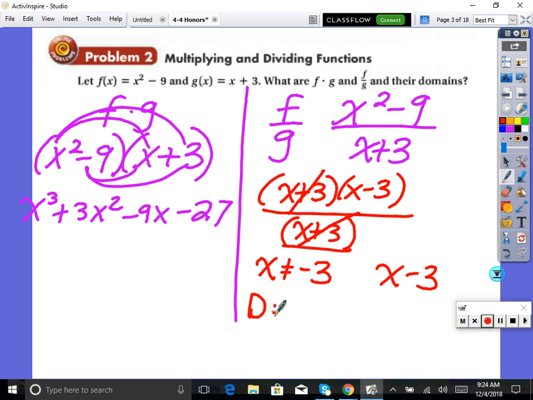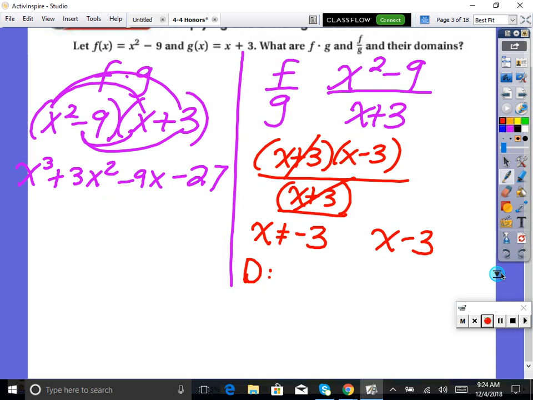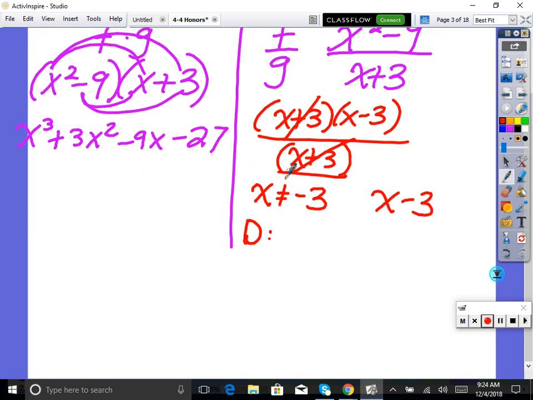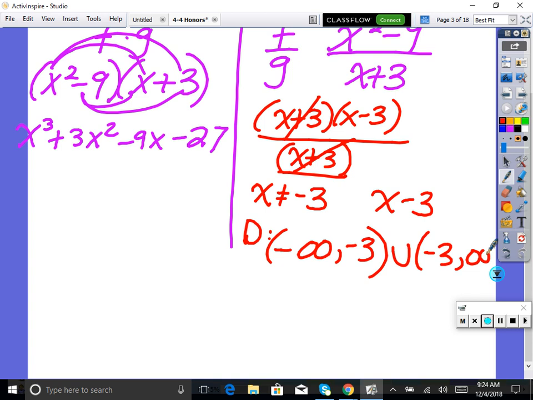So how would we connect that through? Domain of x values. If it can be any value except negative 3, just a reminder, isn't this a hole? Yes, because it divided out, didn't it? So it would connect through. You'll say, okay, from negative infinity up to negative 3, not including negative 3, union, it jumps over negative 3, and then heads off to infinity. Right? Okay.